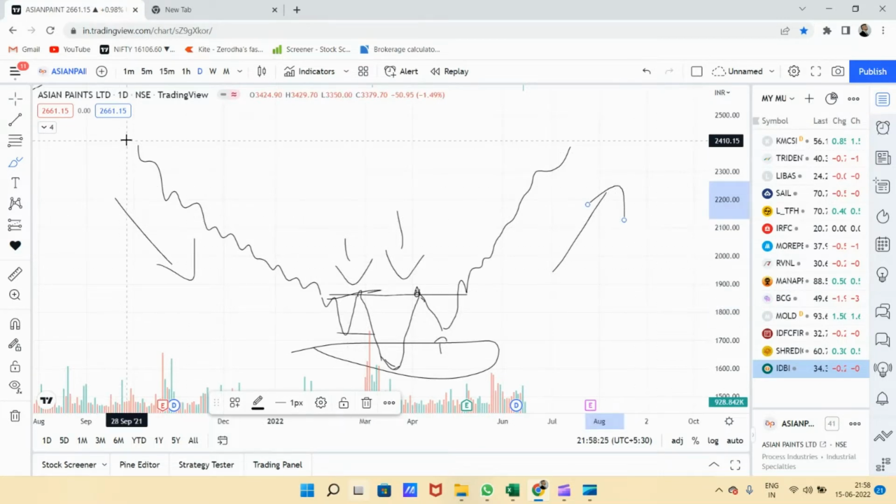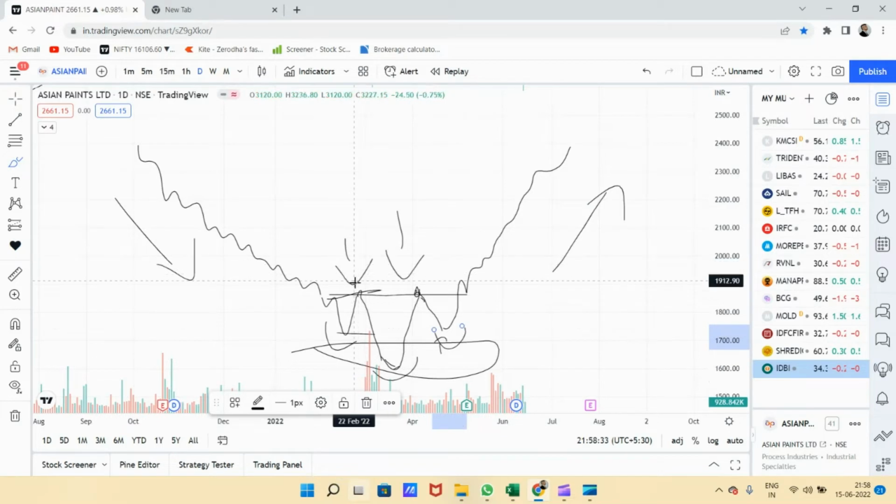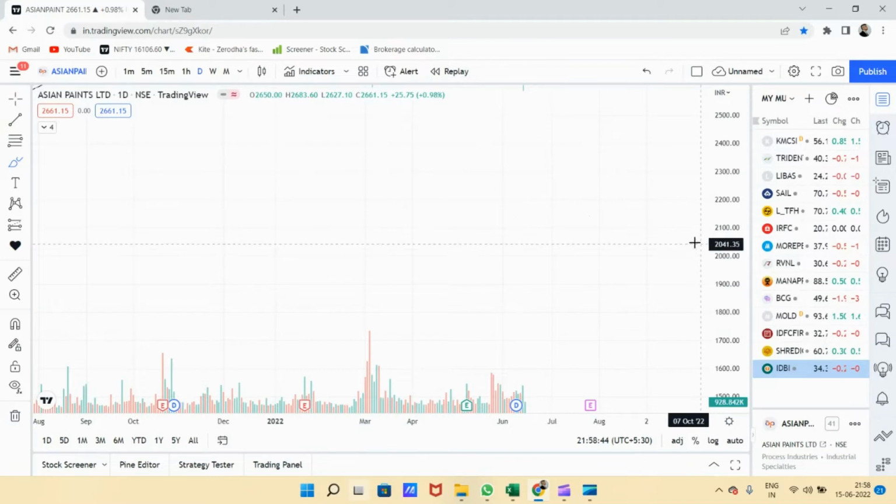So remember 2 points. The pattern is only valid when the neckline is broken out. This is the left shoulder, this is the head, this is the right shoulder, and it is only valid when the neckline gets broken out. Until then, this pattern is not valid. So remember this, guys, never forget that, don't get confused with that. So let's see in the charts where it happened and how it performed.